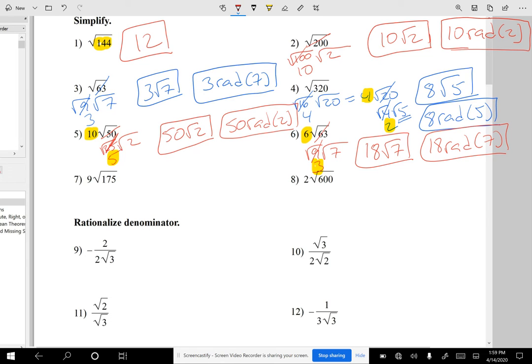All right, not too difficult. Let's take a look at question number 7. 175. Let me break this as 25 times 7. The square root of 25 is 5. Multiply the whole numbers. So that gives me 45 radical 7. Or 45 rad 7.